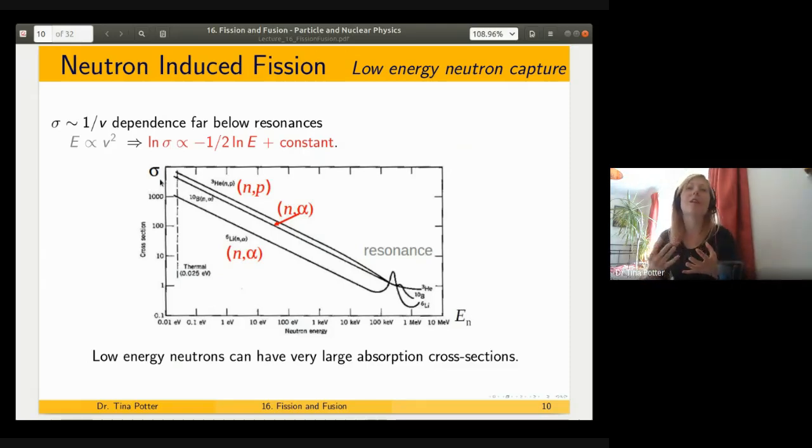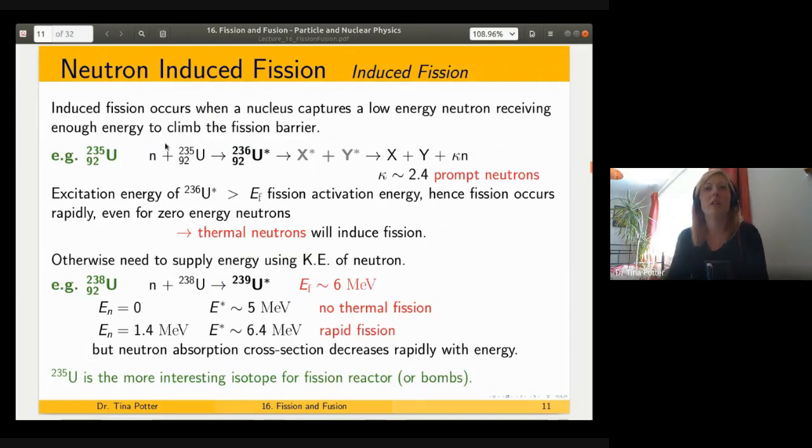A nucleus is very unlikely to capture a high energy neutron. It has to be low energy. So we've got something to think about here between the cross section for capture and having enough energy to overcome fission. So let's have a look here at uranium-235.